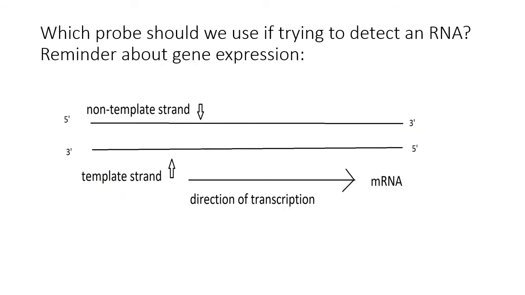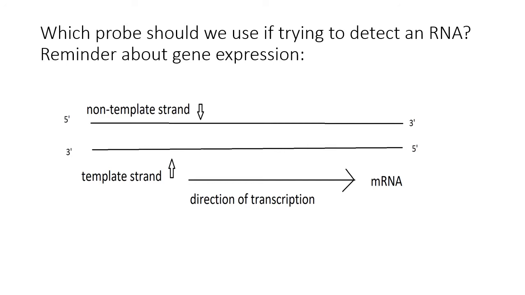So things get a little more complicated when you're trying to detect an RNA, an mRNA specifically in this case. Reminder about gene expression. The RNA is a single strand, and it will match one of the strands in the DNA, but not both. So here you have to choose which oligo is going to work for you in order to bind the RNA. So reminder what a generic gene looks like.